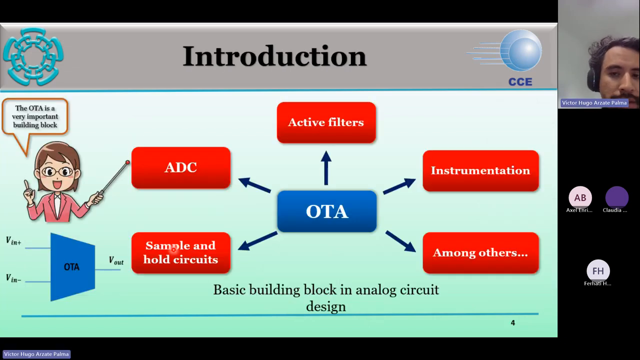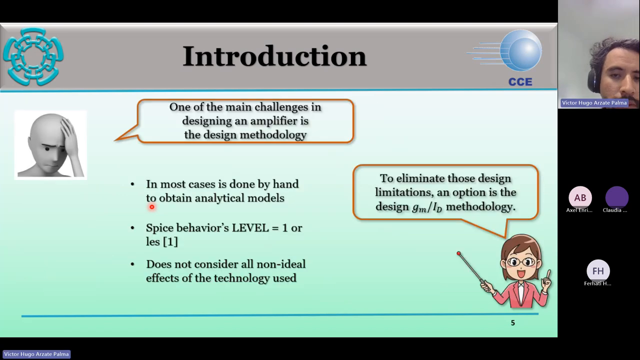So nowadays, the most demanding circuit in its design by itself is a transconductance amplifier, which is a basic building block in analog circuits. It is widely used in many electronic systems, such as sample and hold circuits, ADCs, active filters, and instrumentation, among others. One of the main challenges in the design of an amplifier is the design methodology. In most cases, manual analysis is used to obtain analytical models based on the ideal level one, which is the simplest one, but it doesn't consider all non-ideal effects of the technology.